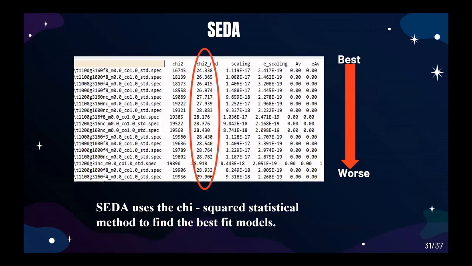And essentially what that is, it overplots the 30,000 synthetic spectral models over top of the actual observations. And within those observations, it figures out which one has the least amount of error, or which one has the closest match.